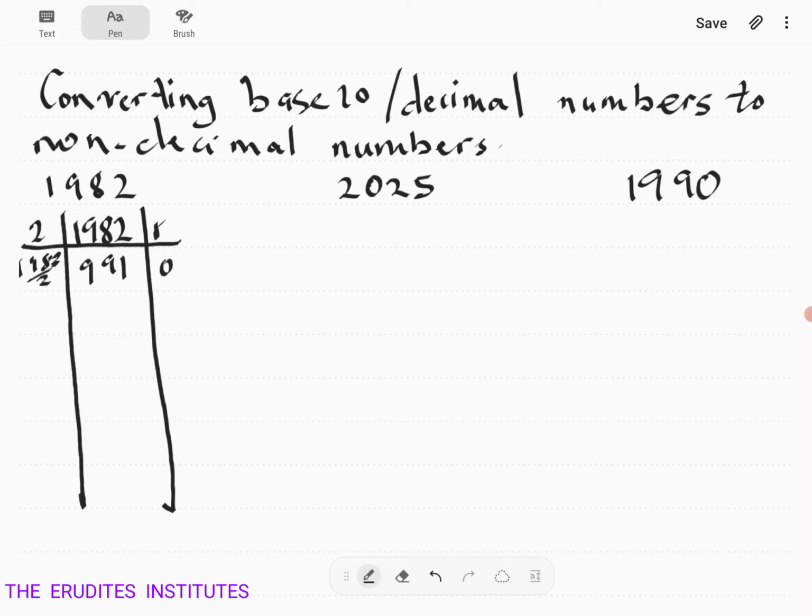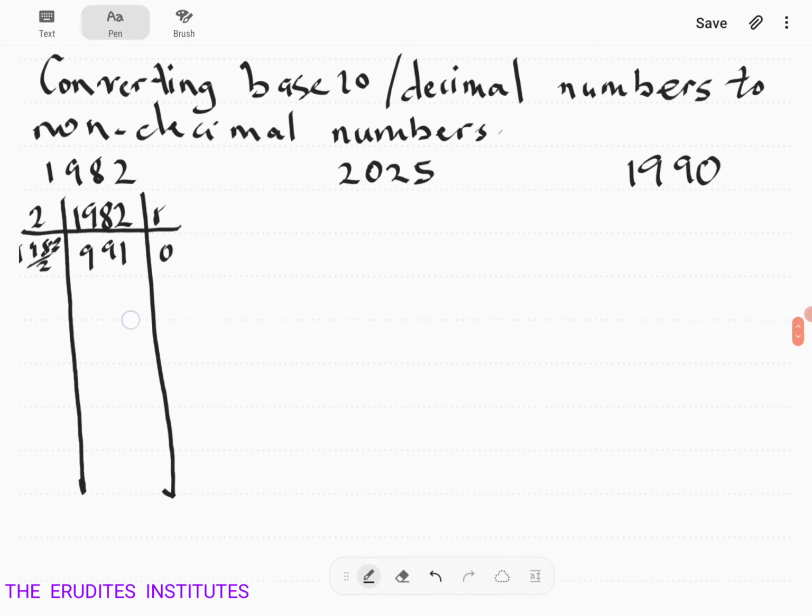Then we are going to have 991 divided by 2 again. 991 divided by 2 would give us 495. There would be a remainder of 1, because we know that a number that doesn't have an even number as its last digit cannot be divided by 2 evenly. So there will always be a remainder of 1. Now we are going to pick 495 divided by 2. And what would that give us?